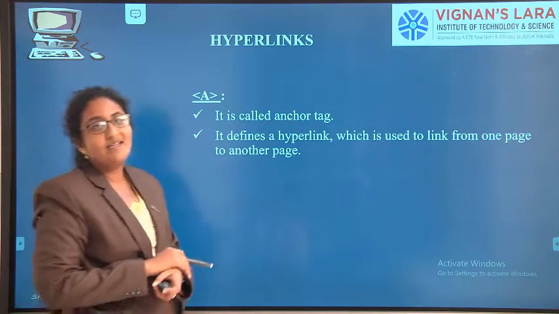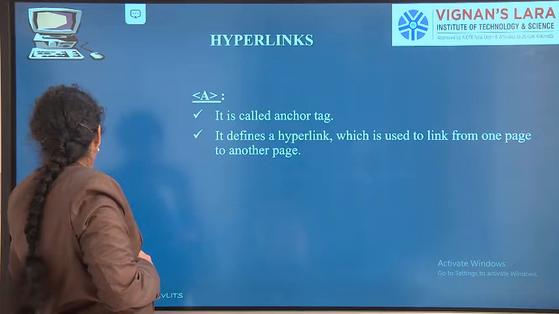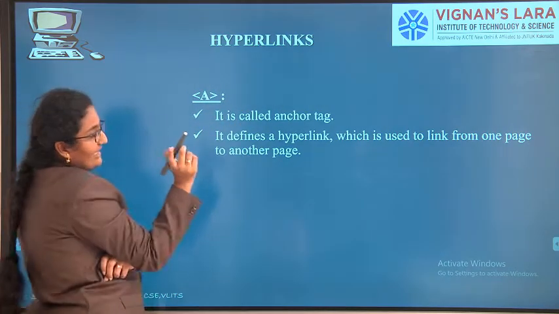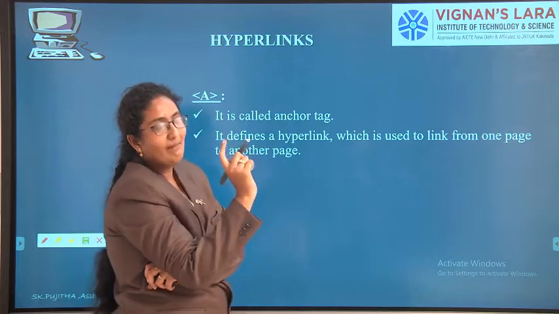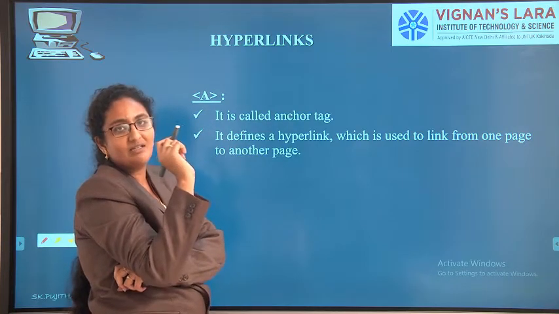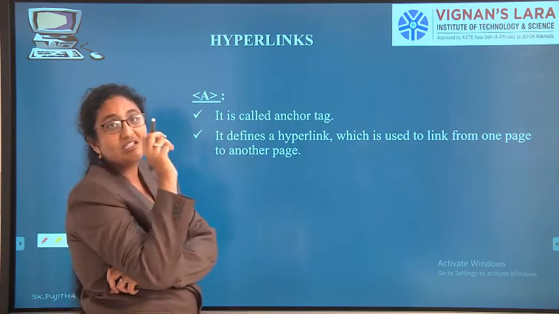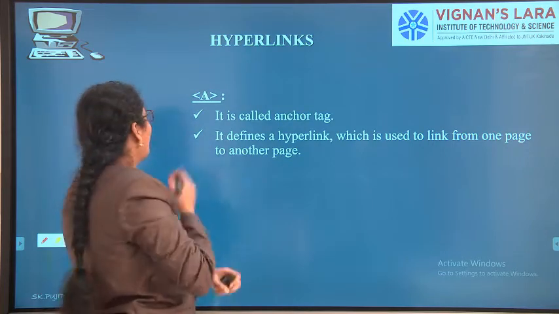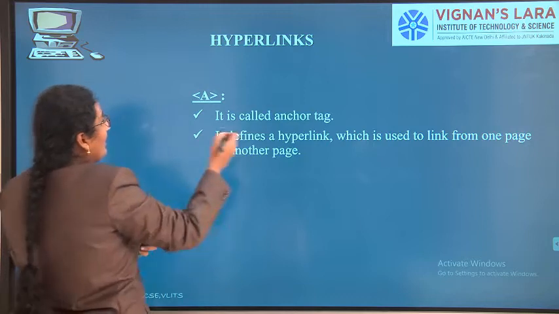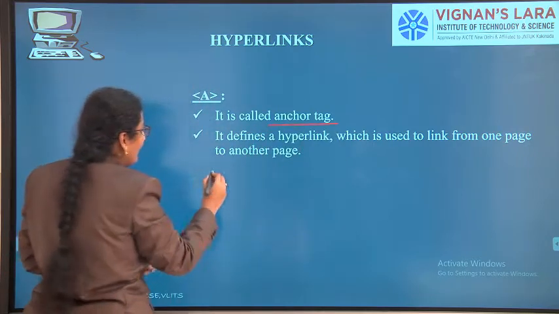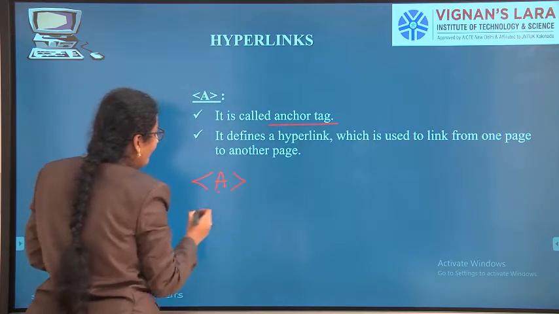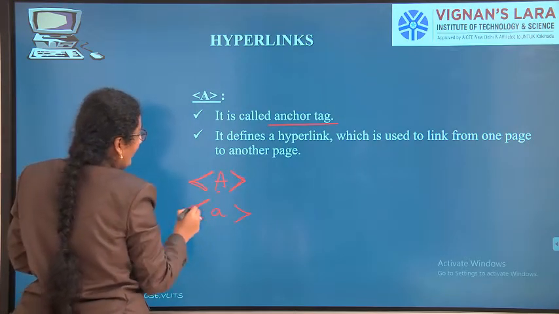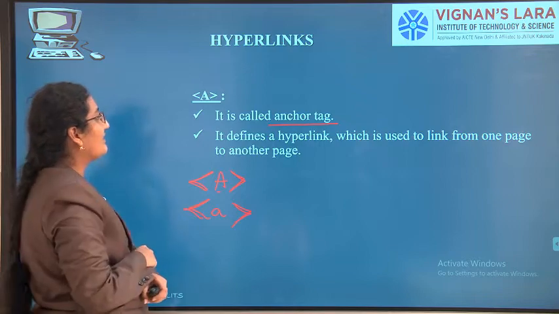So the next topic is hyperlinks. So till now what have we discussed? We have discussed HTML tags, HTML structure, and some basic definitions. Now we have discussed images. So the next topic in HTML is hyperlinks. Hyperlinks are called the anchor tag. See here, capital A or small a between angular braces is called the anchor tag.